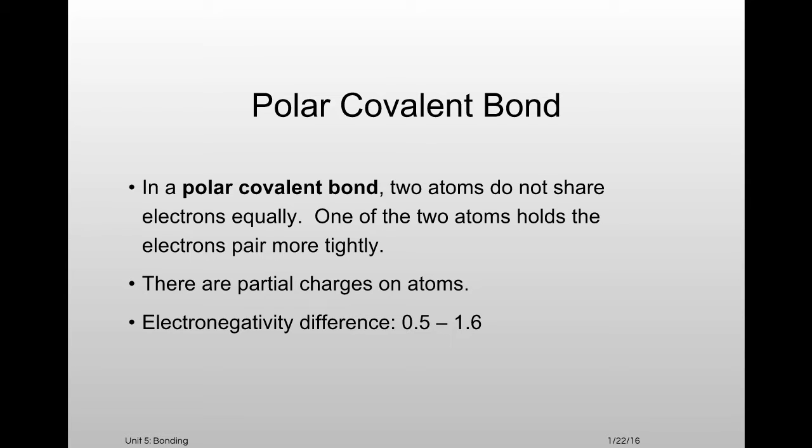Another way that we can determine that a bond is polar covalent is by subtracting the two electronegativities. And if we discover that the difference in their electronegativity is between 0.5 and 1.6, we can classify that bond as not only covalent, but polar covalent.